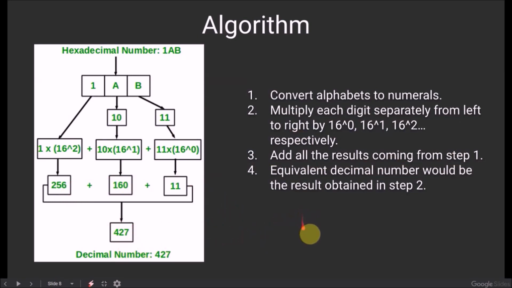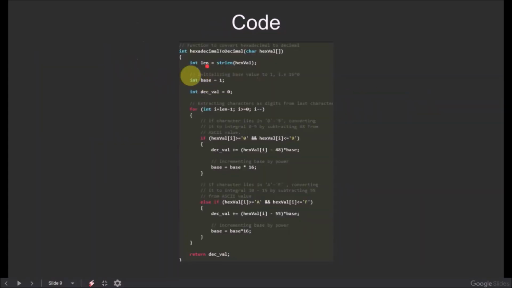Now let us look at the code. In the function hexadecimal to decimal, we have passed a character array hex value in which we have the hexadecimal number and the function returns its decimal equivalent. First of all, we find the length of the hex value array. We initialize base with 1, which is 16 raised to the power 0. We initialize decimal value as 0. Now we run a for loop initializing i equal to length minus 1 until i is greater than equal to 0 and decrement i by 1 in each iteration.